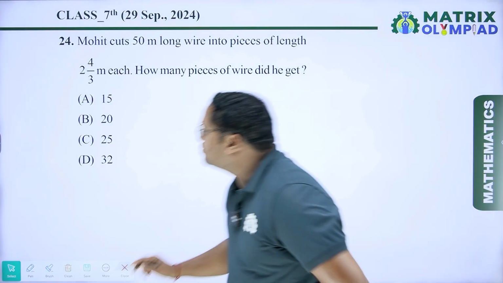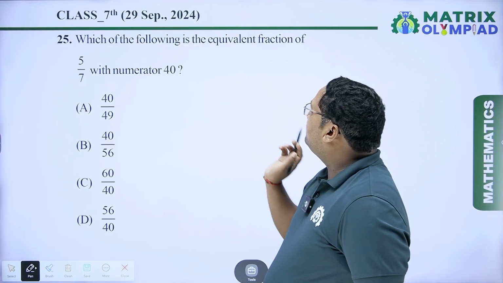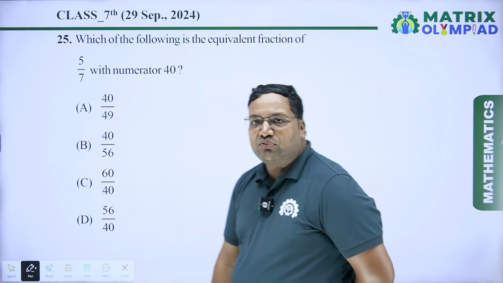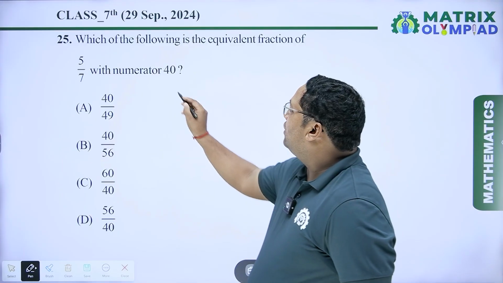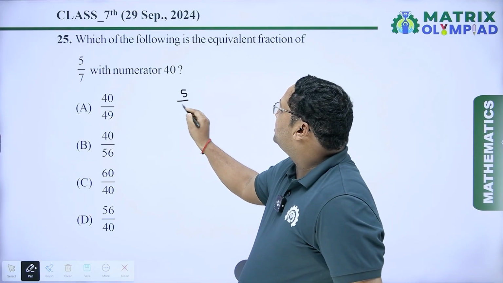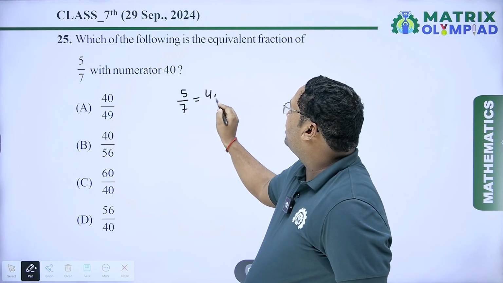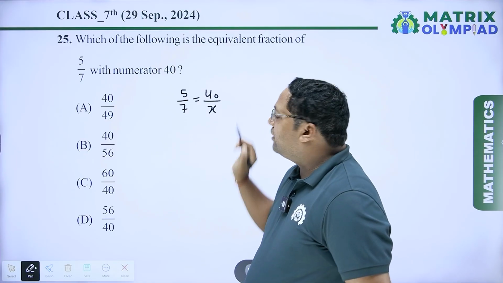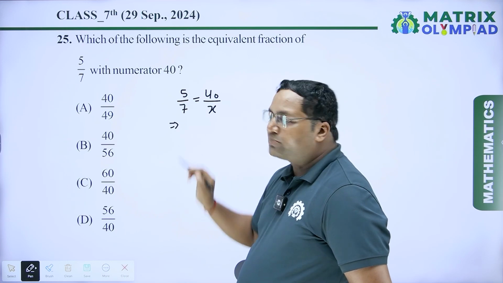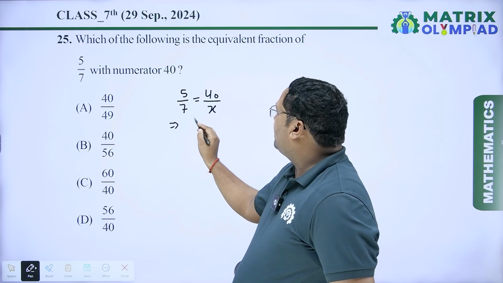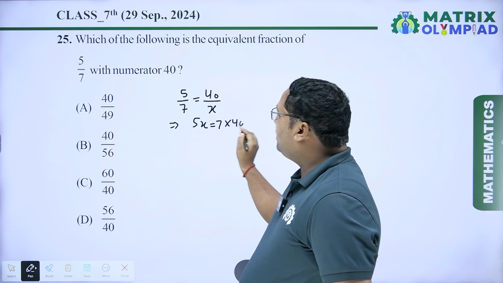Now coming to the next question, question number 25. Question number 25 is, which of the following is the equivalent fraction of 5 by 7 with numerator 40? So we have to write the fraction 5 by 7 and the equivalent fraction has numerator 40 and denominator let's assume x. So now you have to use cross multiplication here. So 5 into x equal to 7 into 40.